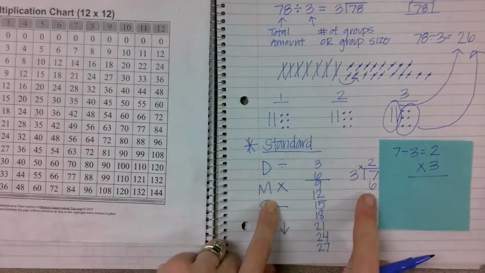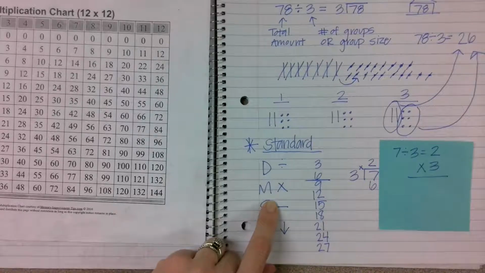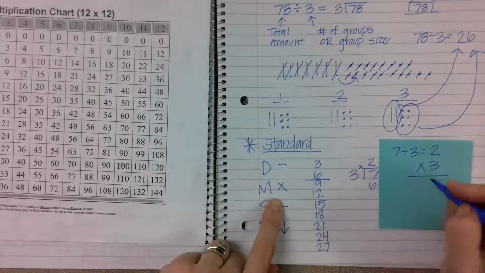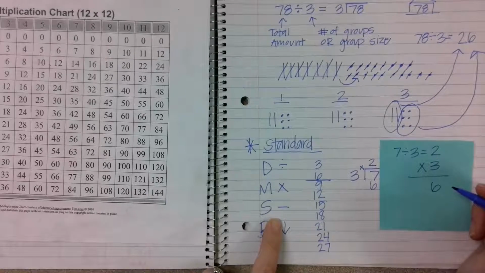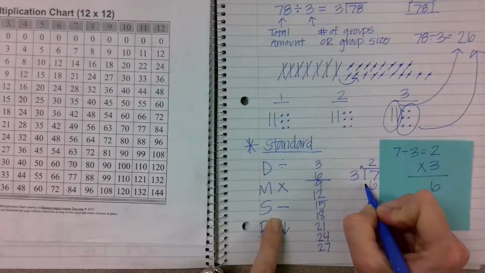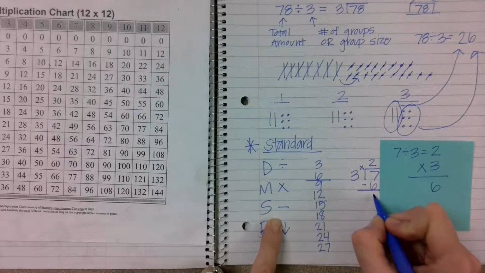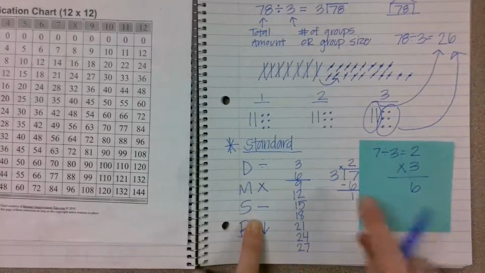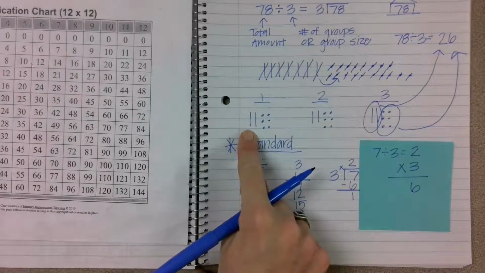Do you see how I'm lining my 6 up under my 7? Okay, that's very important. So I've multiplied 3 times 2, and I get 6. My next step says to subtract. So I'm going to put a little subtraction sign here, and I get 1. Now, if we look up here, I had 2 10s.